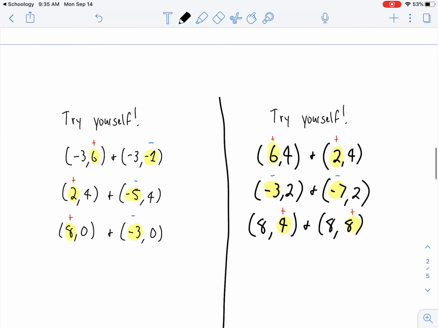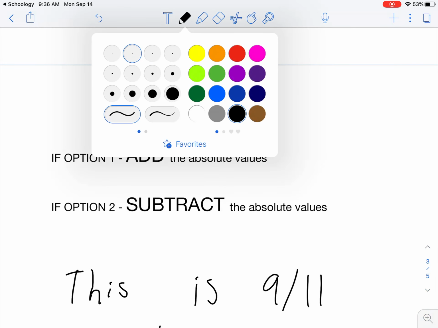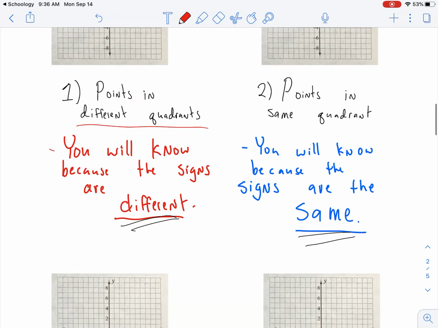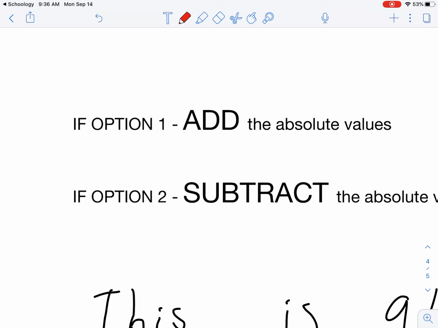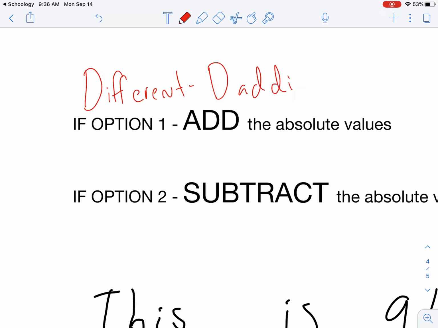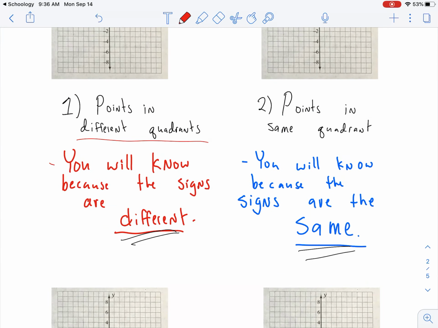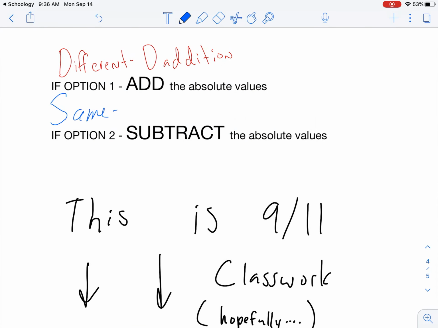So if option 1, this is different quadrants. Okay, I should have done that in red. If option 1, this is in different quadrants, so I need to come down here. Option 1. Add the different values. So we're going to say different, and we're actually going to write addition with a D. Addition. Okay, and then our option 2, points in the same quadrant, same. We're going to say subtract. Okay, so same, subtract.